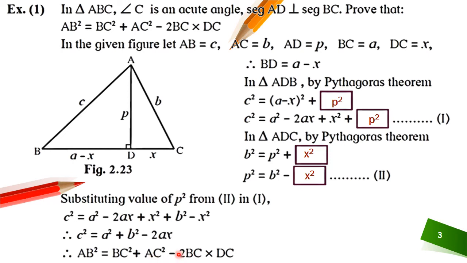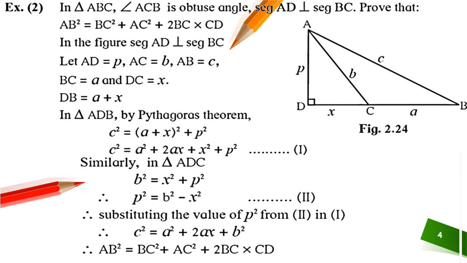So this is the relation between the side opposite to the acute angle and the remaining two sides. Now let's see what happens when the side is opposite to the obtuse angle.